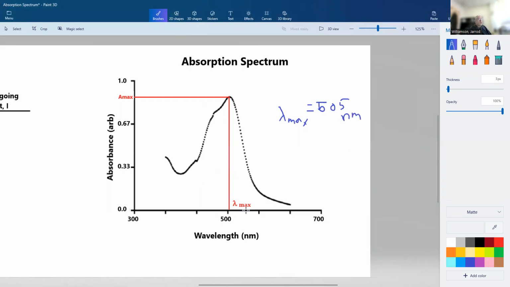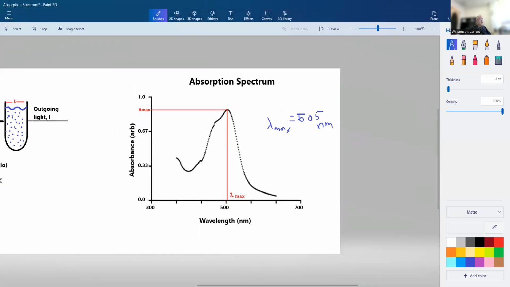The reason I want to know lambda max is for later absorption studies of that molecule. This is the wavelength of light that's the best wavelength for studying that molecule, generally. Okay, that's the gist of it. Okay, there's more. I've left out some stuff.